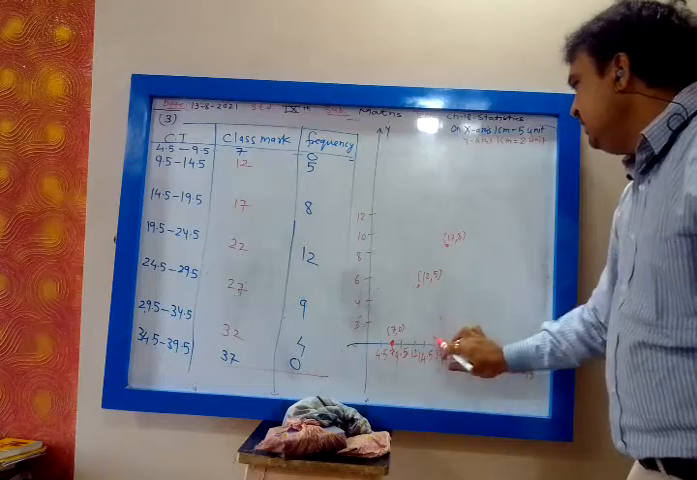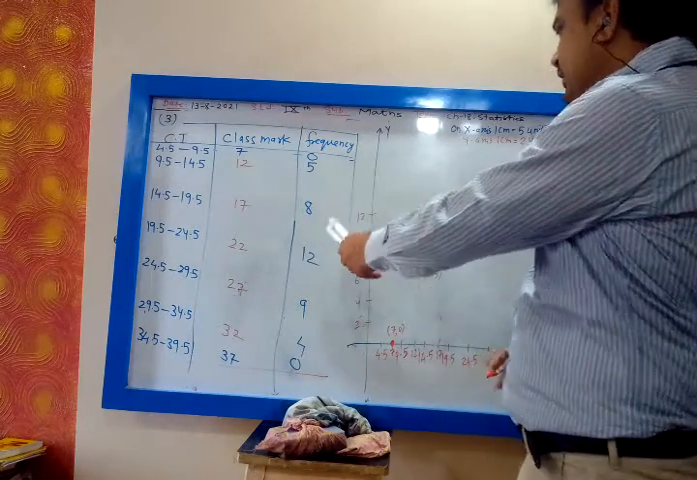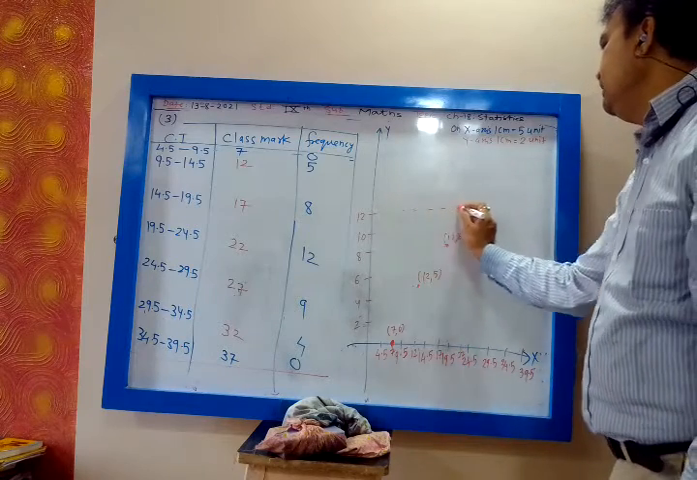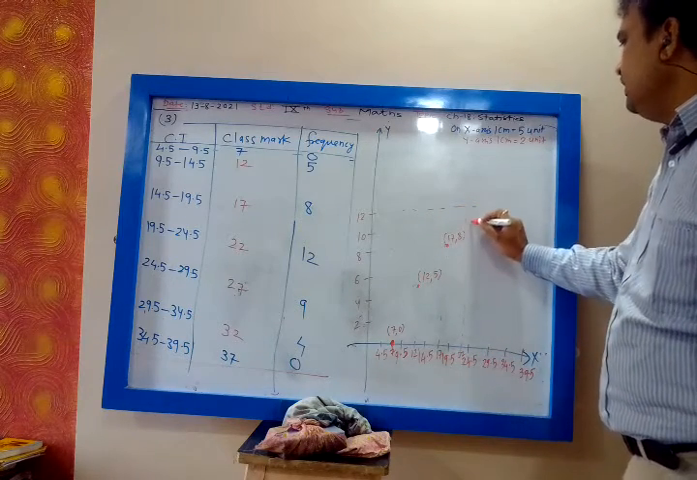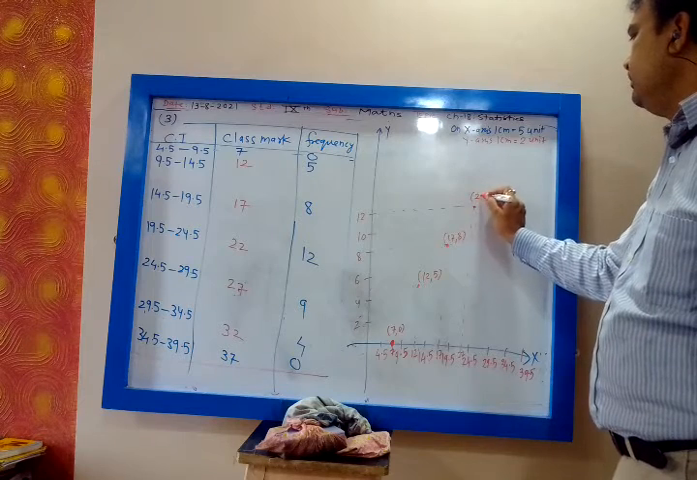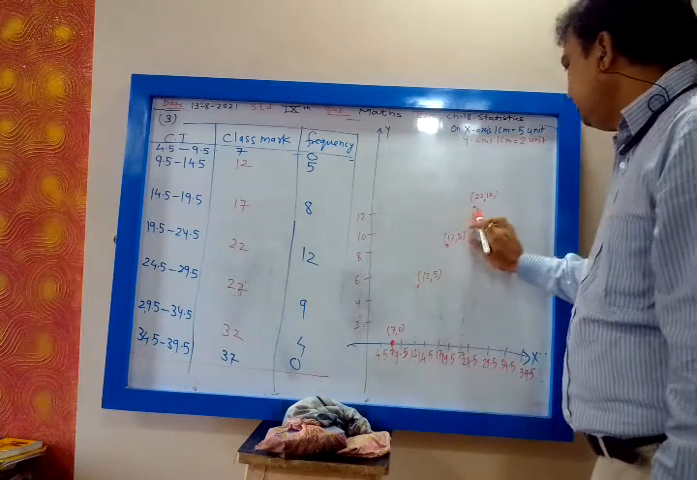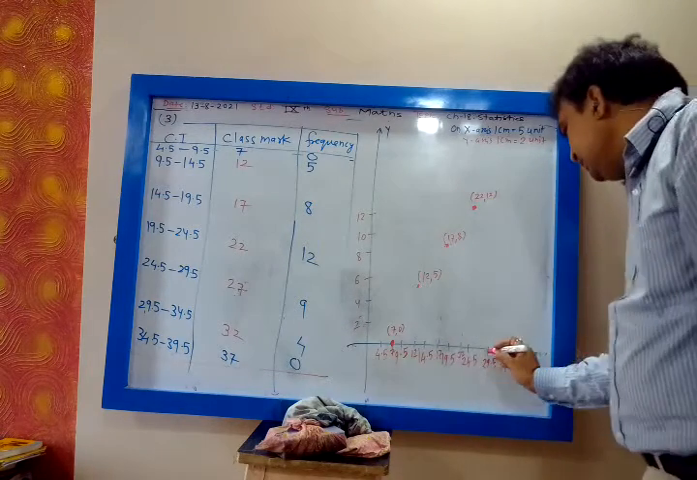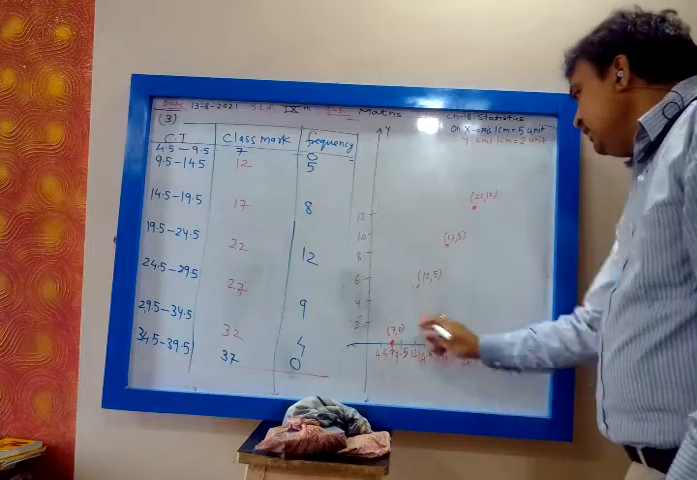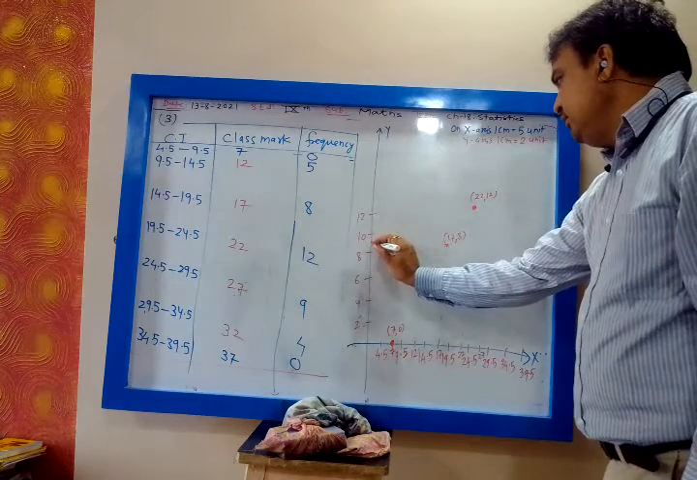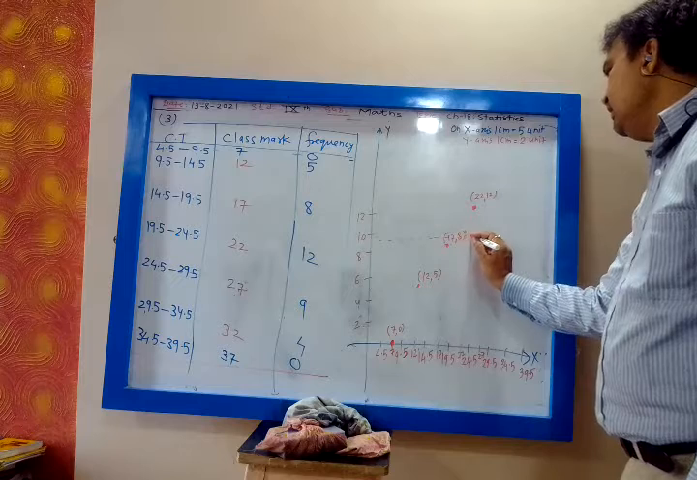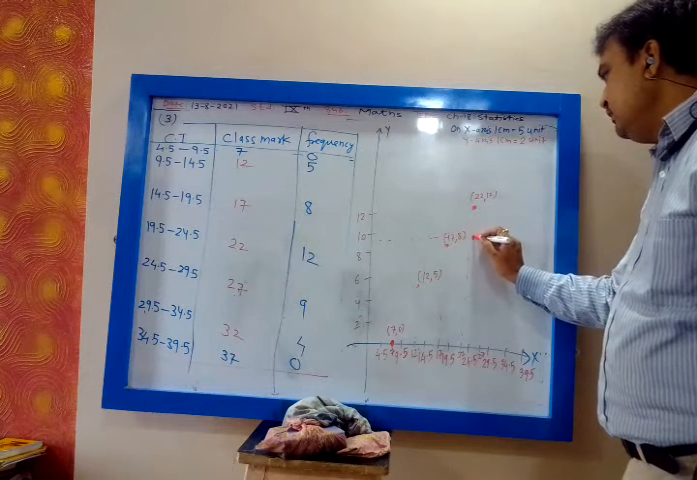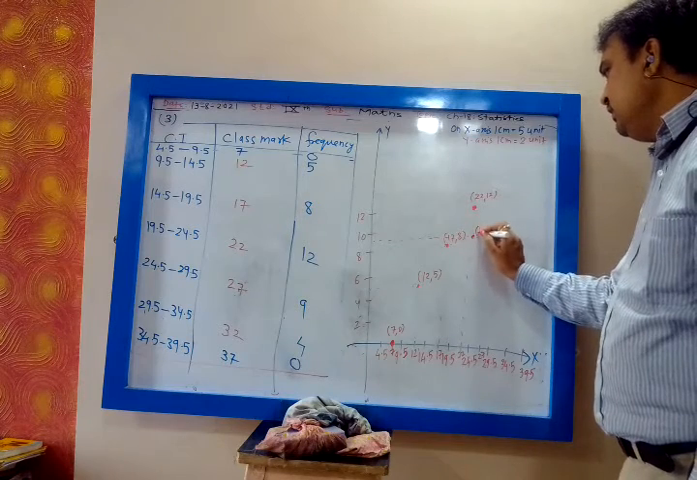Then next, 22 comma 12. This is my 12, this is my 22. Join them. Then 27 comma 9. The frequency is 9, between 8 and 10. And this is 22. So this we write 22 comma 9.